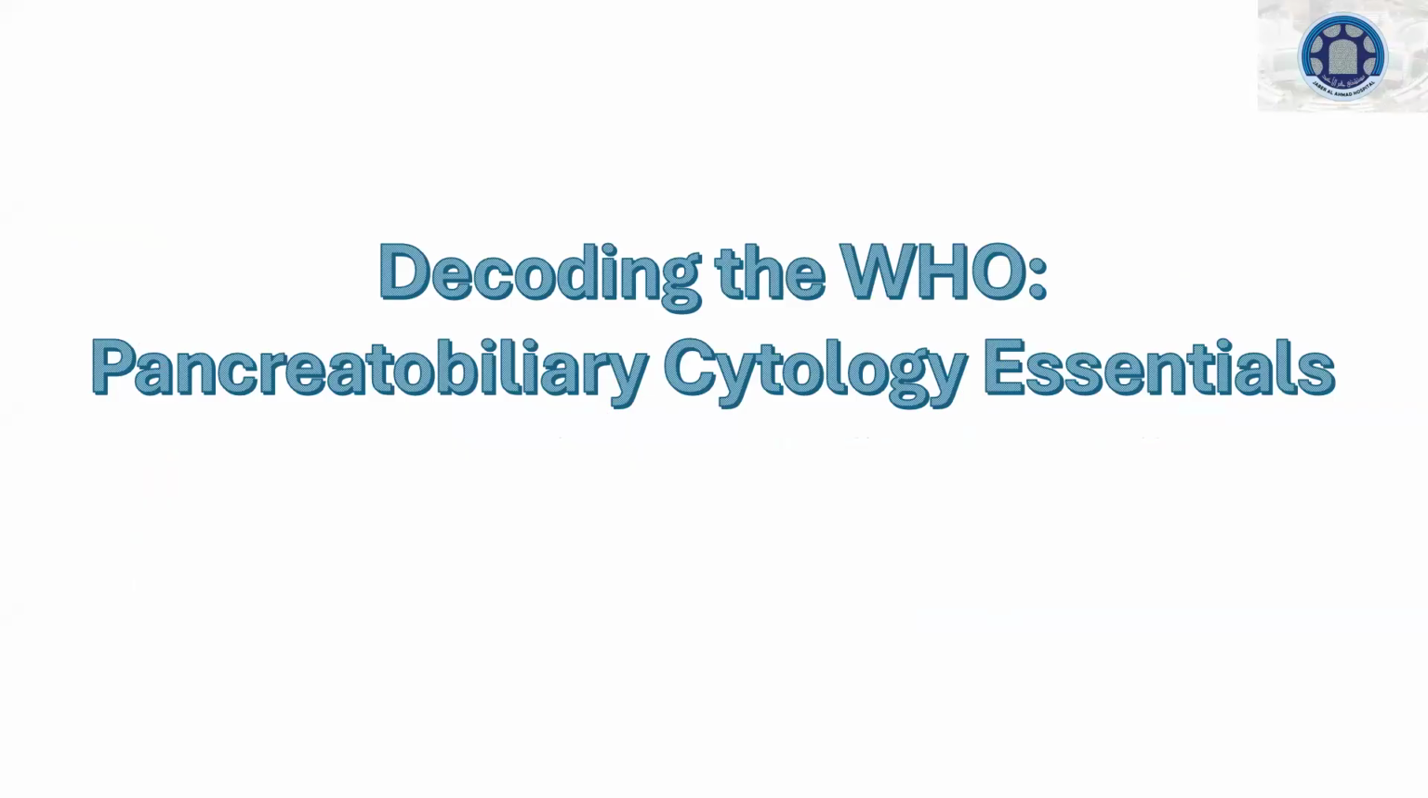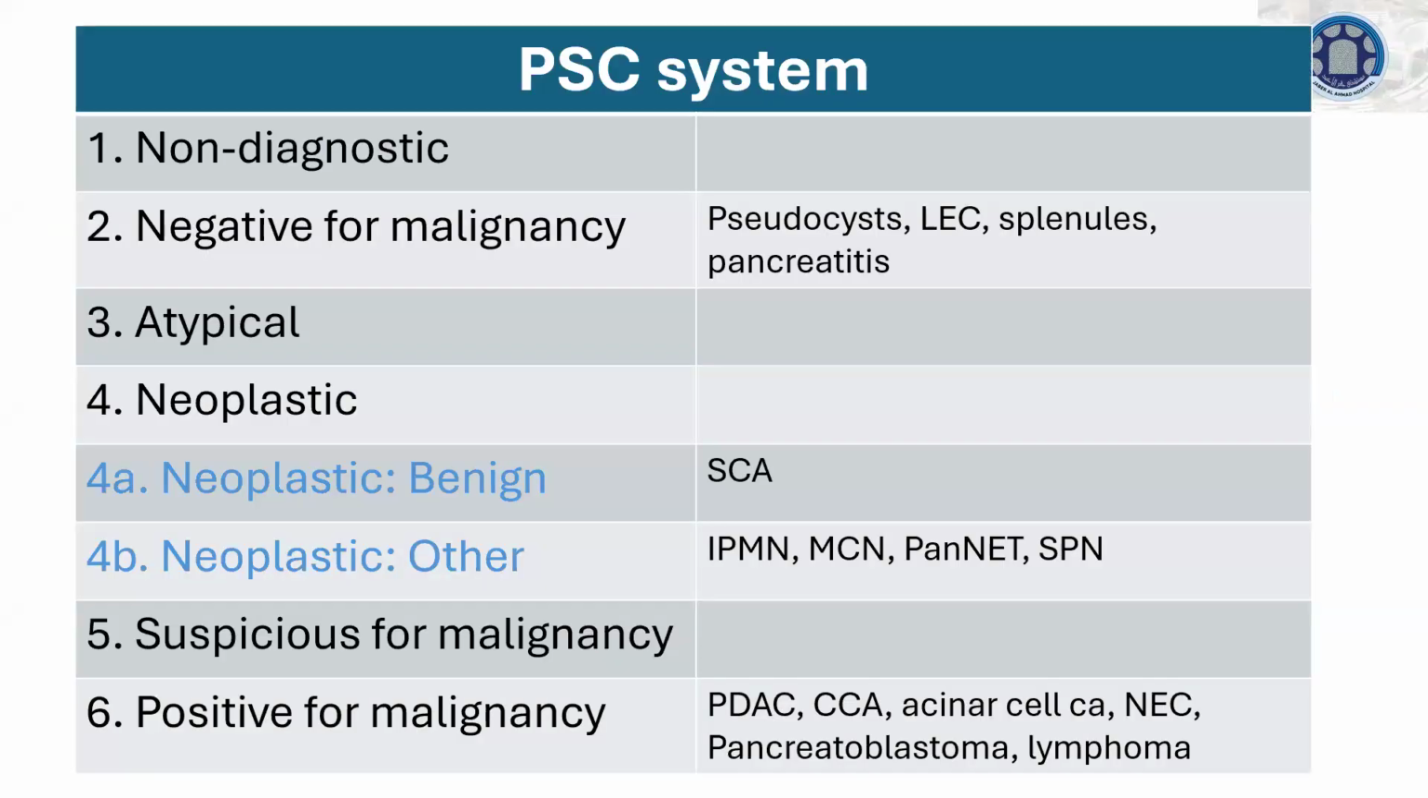So let's start with the topic now. When I first started practicing the pancreato-biliary system, it was the Papanicolaou Society cytopathology system which was prevalent. So this system had non-diagnostic, negative for malignancy, atypical, neoplastic, suspicious, and positive for malignancy. This was the category which was used. Actually, this system came about in 2014. And this is how it was classified.